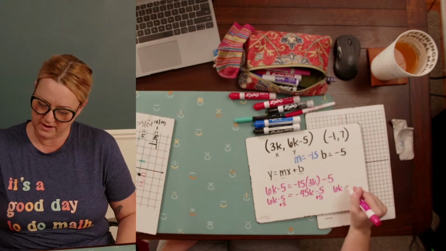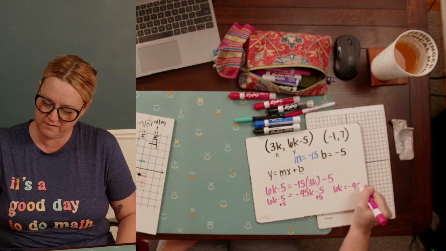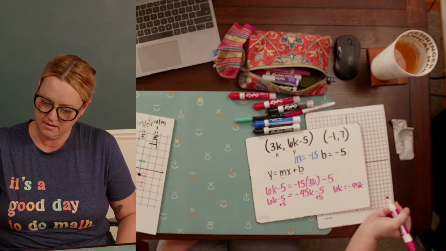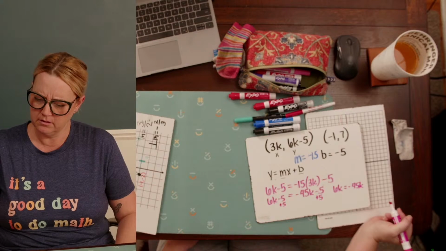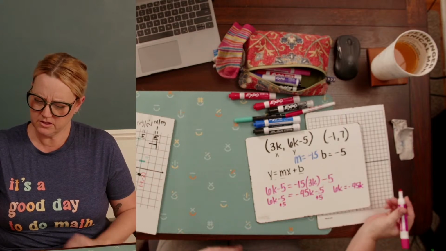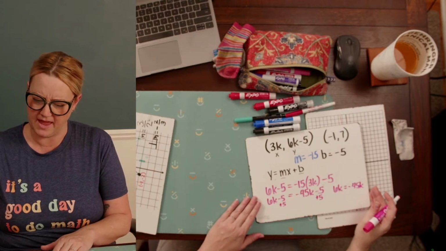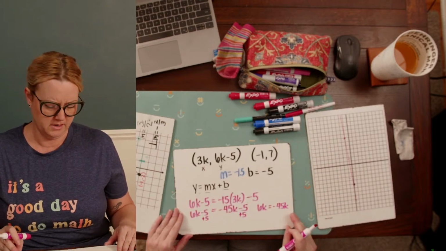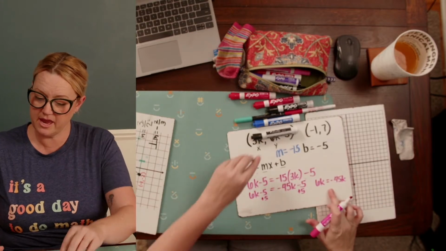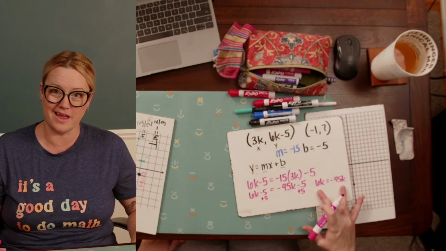Plus 5 plus 5. So 6k equals negative 45k. Is k 0? So that it's 0, negative 5. I mean, that would work. Yeah, I guess so. 6k equals negative 45k. The only way you can get that is if k equals 0.